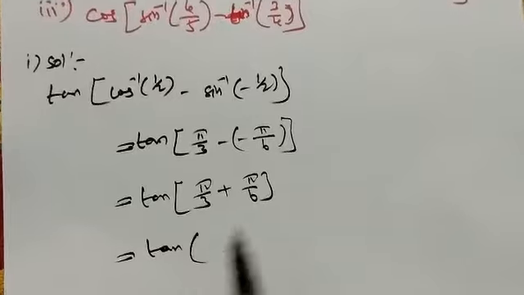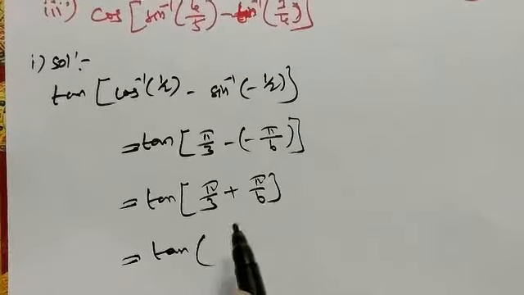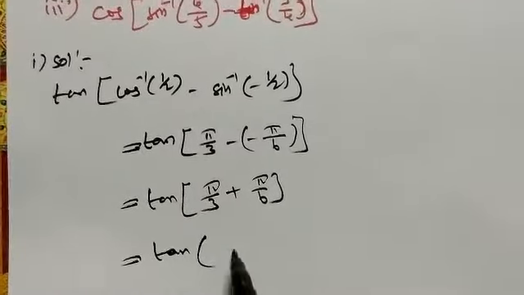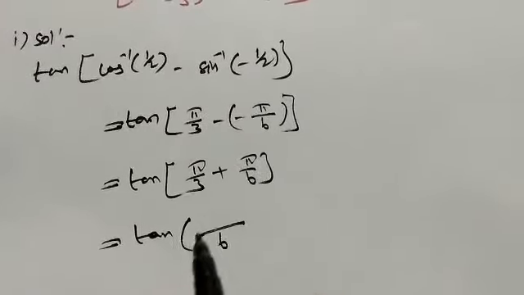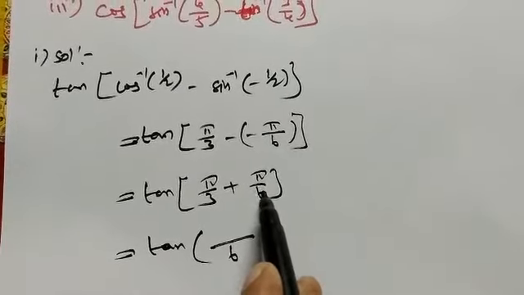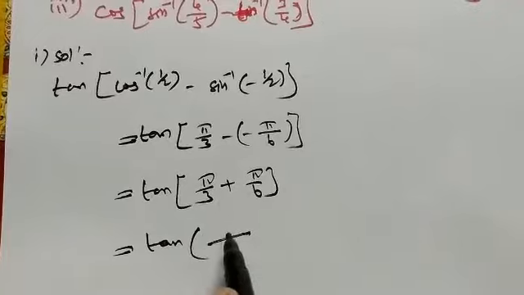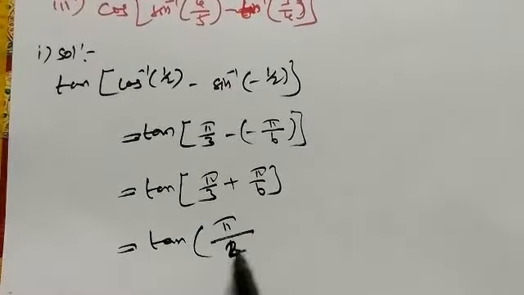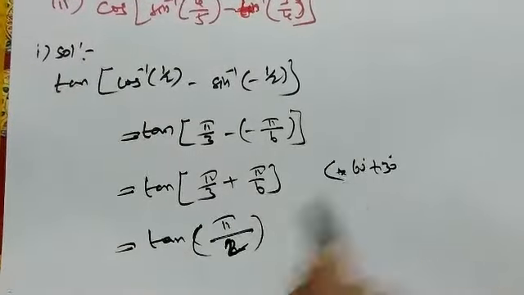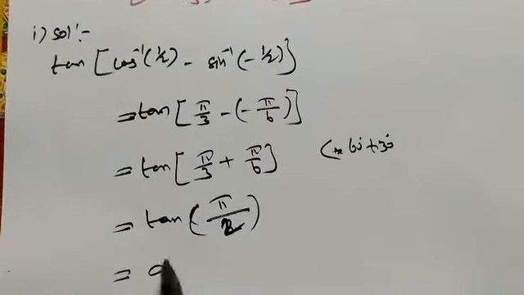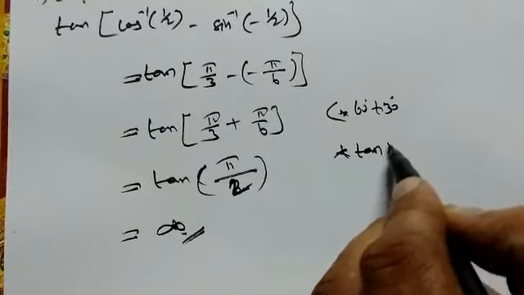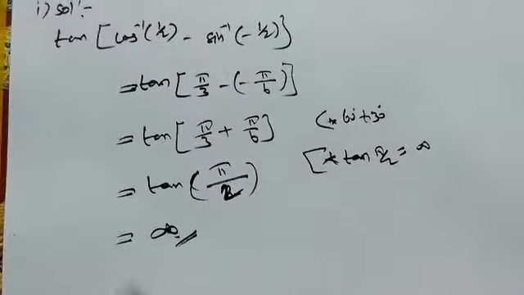Equal to tan of, simply put, LCM of 3 and 6 is 6. So pi by 3 is 60 degree, pi by 6 is 30 degree. 60 plus 30 is 90 degree, which is pi by 2. So tan of pi by 2, tan 90 degree is infinity.